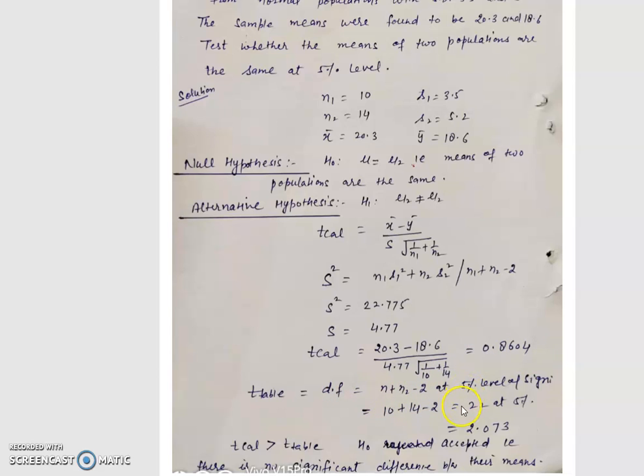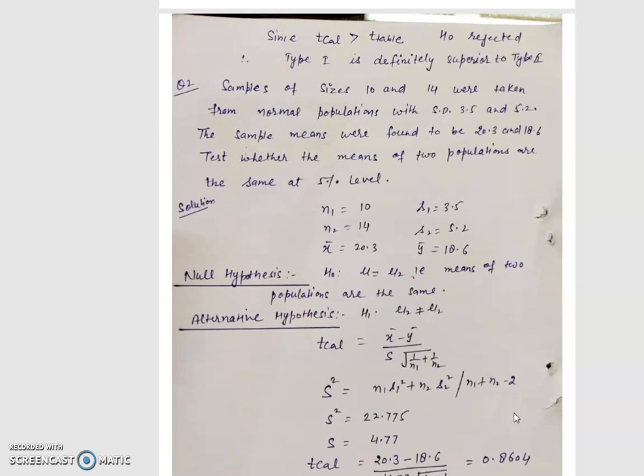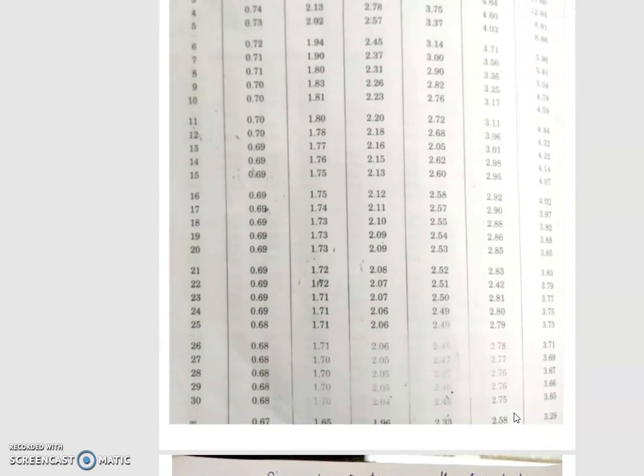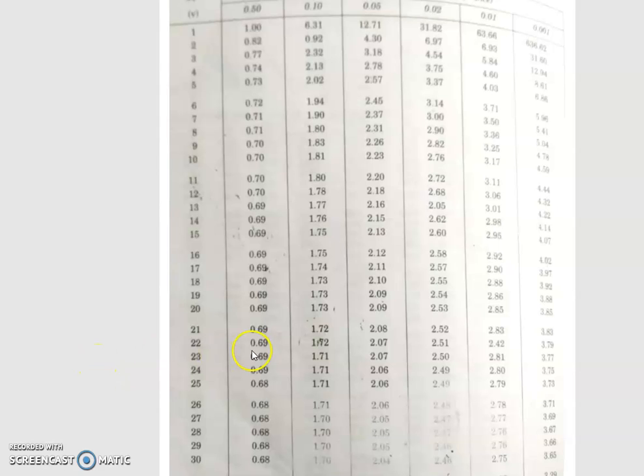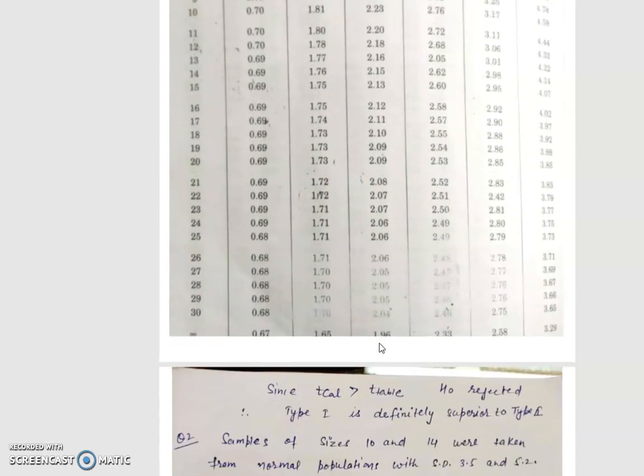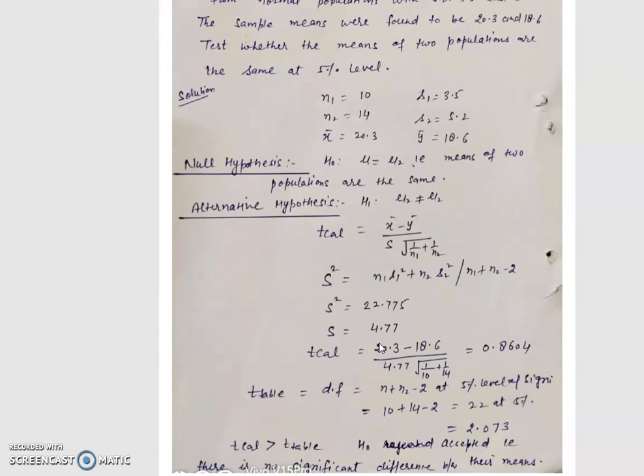This value is 22. You can check here, 22 at 5%. This is degree of freedom, and this is 0.05, meaning 5%, and 22. This value is 2.07, and we are using 2.07 here.